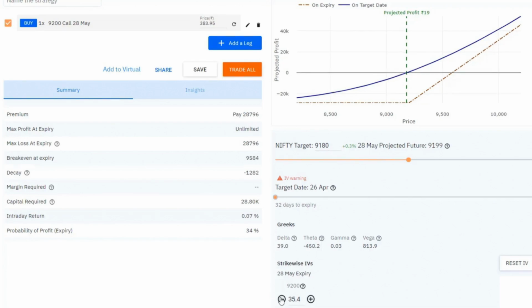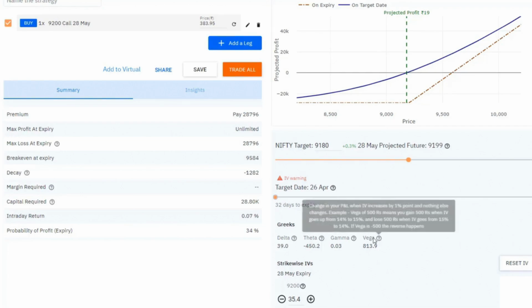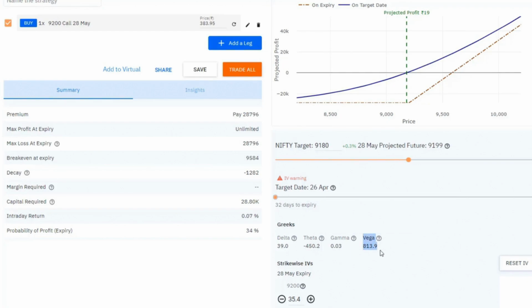So this invisible little thing called IV is actually affecting your portfolio by a full 20 point move in Nifty, right? And so this makes it very important that you pay attention to IV, especially when it comes to far away options, because the Vega, or the effect of IV on the P&L, which is this number, is very high for far away options. So if you are trading far away options, you have to be very careful about IV.